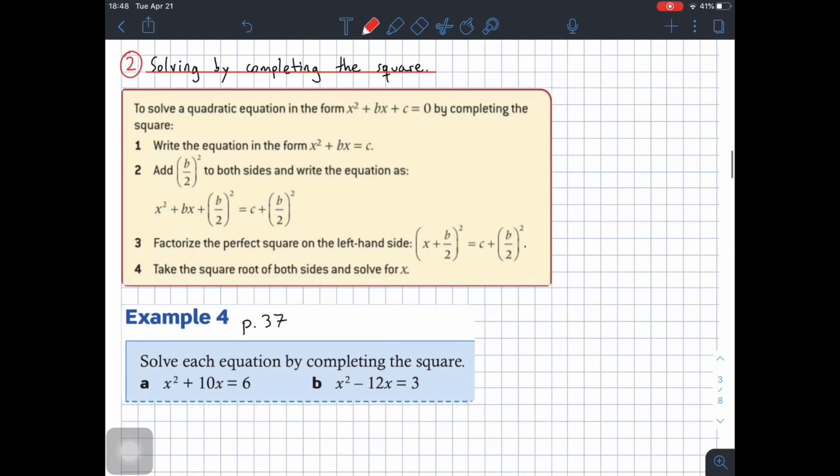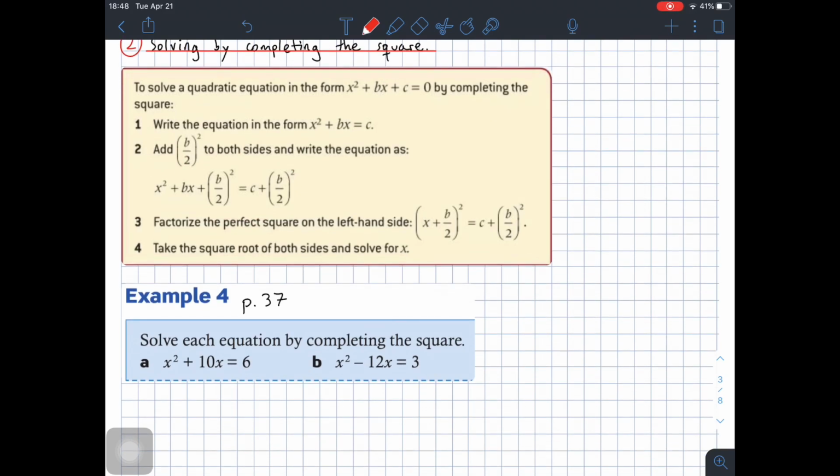So it says solving by completing the square. To solve a quadratic equation in the form x squared plus bx plus c equals 0 by completing the square, these are the steps we need to follow. Number 1, write the equation in the form x squared plus bx equals c. So we take the independent term to the right side. Then it says add b over 2 squared to both sides and write the equation as this over here. We're going to see this in an example just in a second.